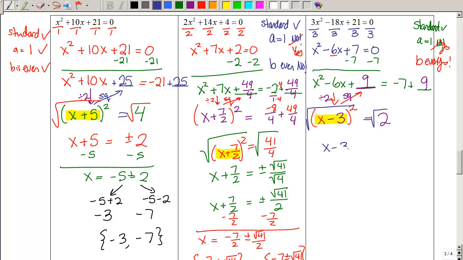leaving me with x minus 3 equals plus or minus the square root of 2. And to isolate x, I add 3. X equals 3 plus or minus the square root of 2, which is my solution.